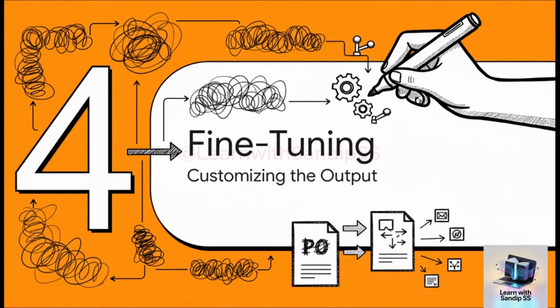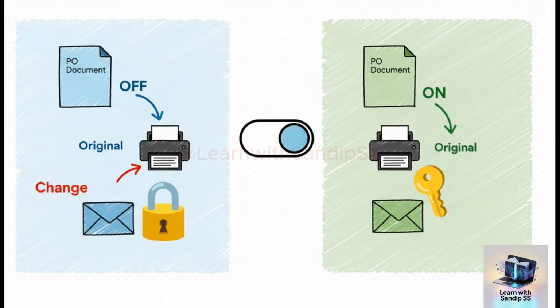Now, that automation is fantastic, but what happens when things aren't so simple? What happens when you need to change a PO after you've already sent it? Let's look at how we can fine-tune this process to handle changes with a bit more grace. So, a lot of the magic here comes down to a single checkbox in the configuration. Let's look at the two scenarios.